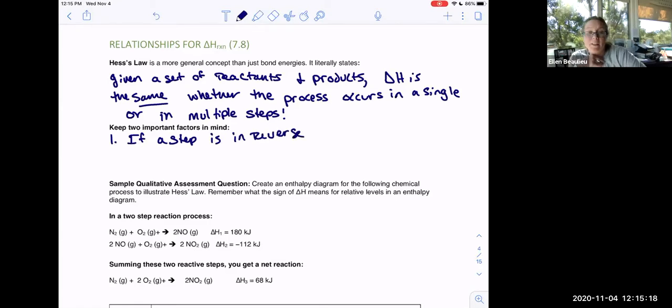what should happen to delta H? Is delta H the same? So for instance, let me give you a for instance. This is a possible step that I can use to achieve this reaction. This delta H is positive. What does that mean? What does a positive delta H mean?